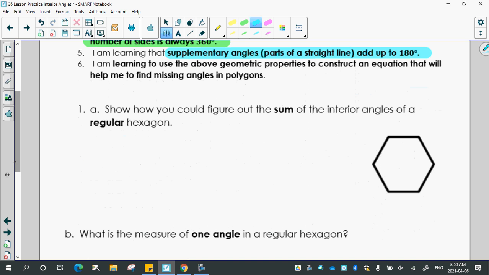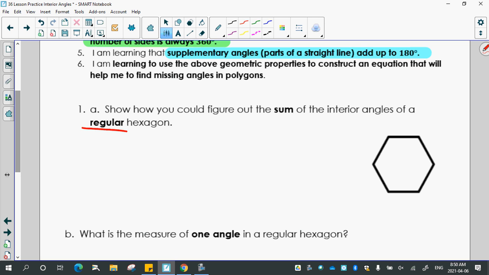All right, so 1A, show how you can find out the sum of the interior angles of a regular hexagon. Does anyone know what this word regular means if you see it? Yep. No weird angles, it's just a normal hexagon. You mean normal meaning all the sides are the same. All of the sides are the same length, which means all the angles are the same. Okay? All sides and all angles are the same. That's what regular means when you refer to a polygon. Okay?